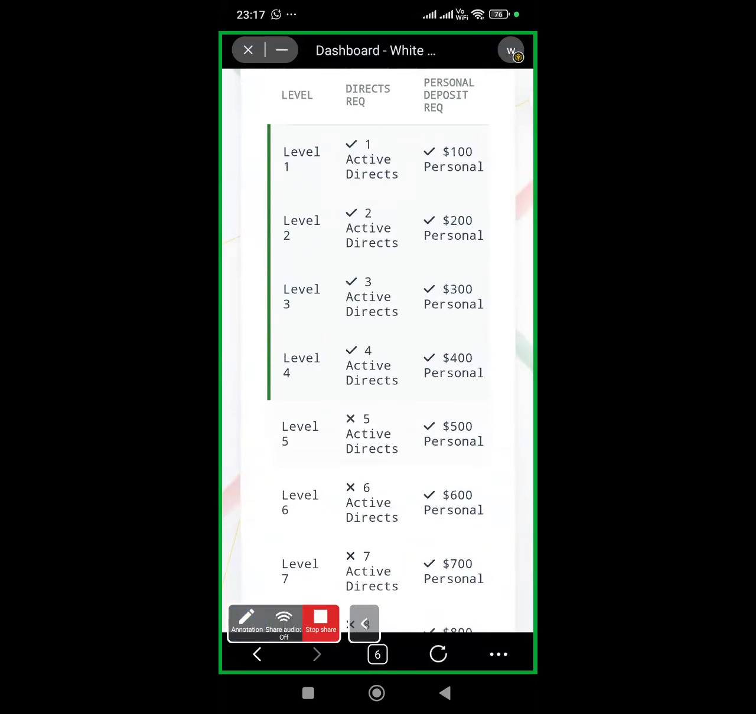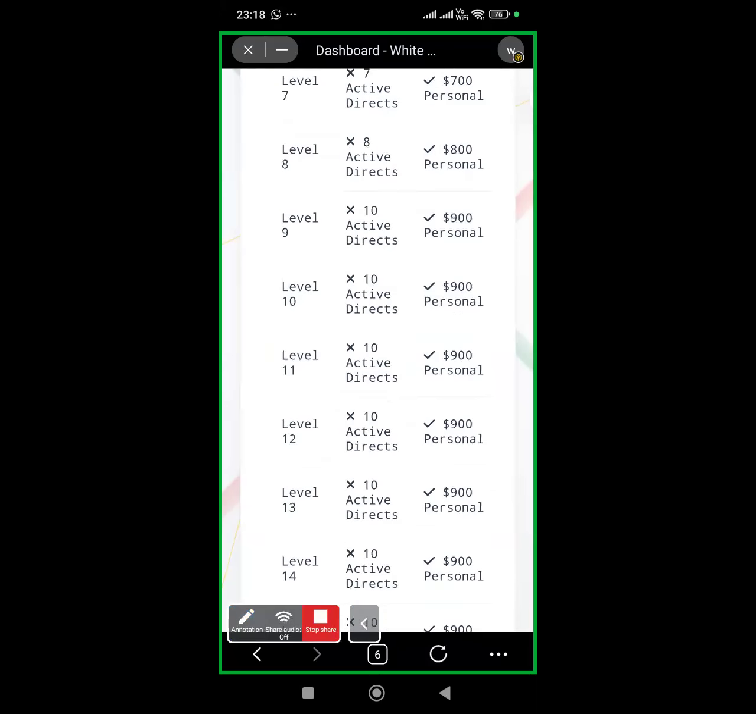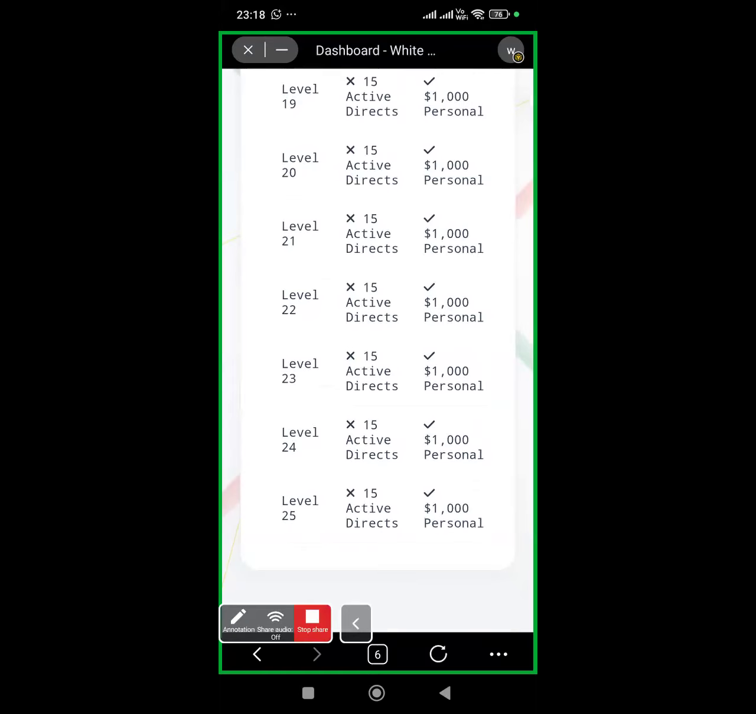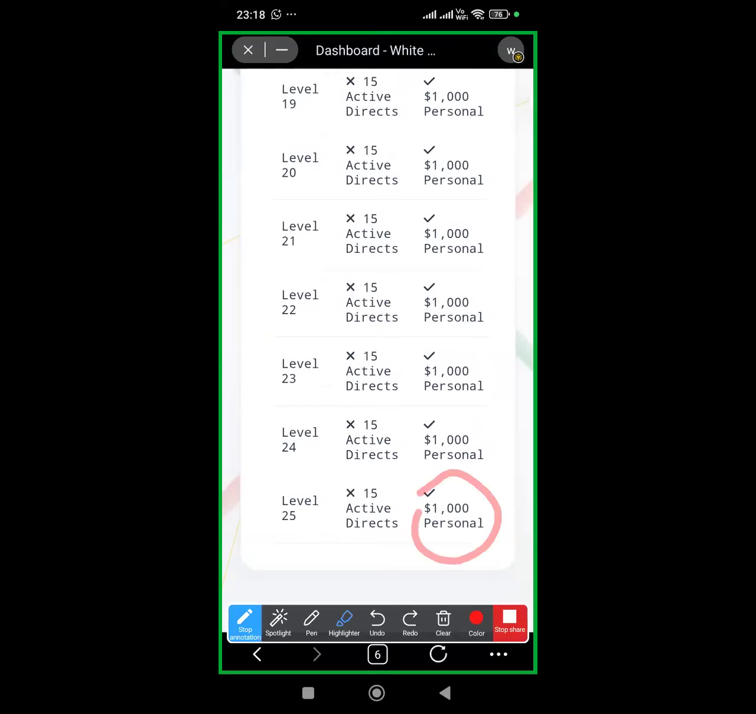So this is the residual income from uplines that you can get if you qualify for this. Here you can see we have the 25 levels. To open these levels, your personal investment requirement is $1,000 to open all levels. You can see here I am opening here. Your personal investment should be $1,000 and you should have 10 to 15 direct referrals, each with $100.